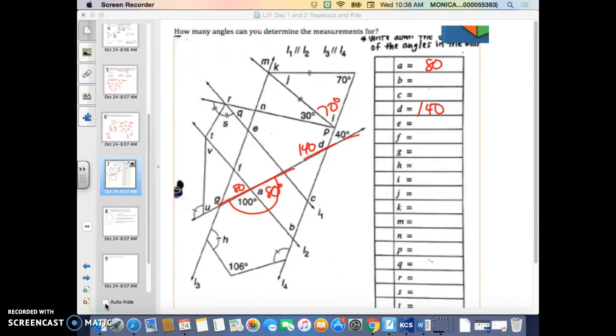So this is the second day we're going to discover properties of kites. Your do now is to see if you can find more missing angles in here. If I know that this one's 70 degrees and this one's 70 degrees, well now I know I can find J. 70 plus 70 is 140. So 140 plus 40 is going to give me 180. So now I know J is 40.